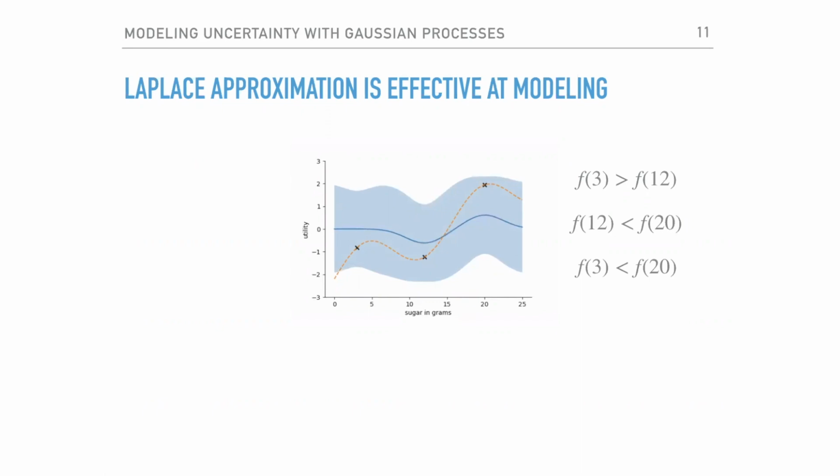What's really interesting, I think, about this is that the mean function absolutely obeys all these preferential orderings in the training data that we have. F of 3 is indeed greater than f of 12 here. F of 12 is indeed lower than f of 20, and f of 3 is also lower than f of 20 here, which is very nice. But we also see that the confidence interval around these 3 data points have shrunk a little bit to represent the fact that we have learned something about the function values of these 3 data points.